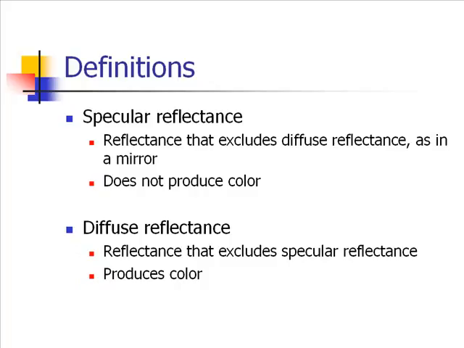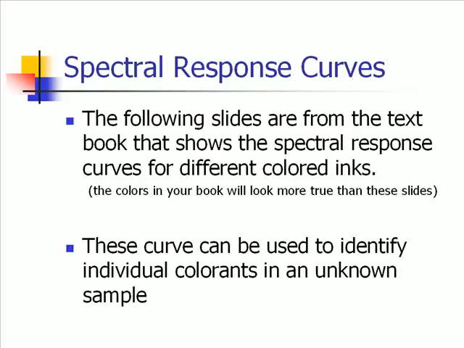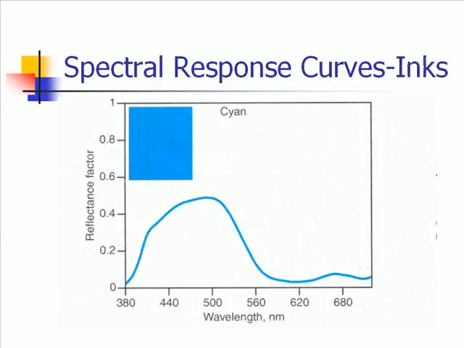So specular reflectance comes off in a very specific way, or at a very specific angle. This specific color, whatever it may be, has a very specific spectral curve associated with it. Okay, and these happen to be ink samples. But one thing we can use spectral curves for when we get them from the spectrophotometer is to identify, for instance, which colorants make up a mixture in an unknown sample, because it has a very specific structure to it. This little hump here is indicative of a very specific pigment called phthalo blue.